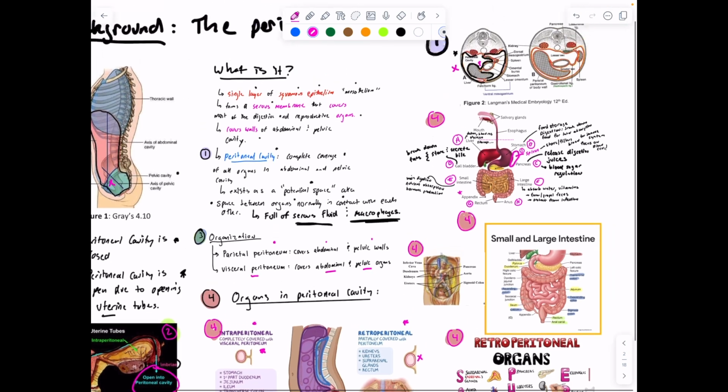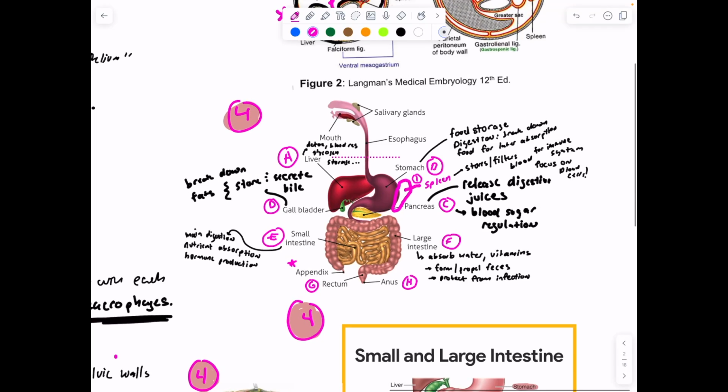All right, and so just very quickly, what organs are we dealing with? Well, all of this area is below the thoracic cavity, so we're concerned with the abdominal cavity and the pelvic cavity, which make up our peritoneal cavity. So we have, of course, our friend the liver, which we know does detox and stores glycogen amongst a whole bunch of other things, and acts as a blood reservoir. Then we have our friend the stomach, which is for food storage and digestion. It starts to break down food for later absorption.